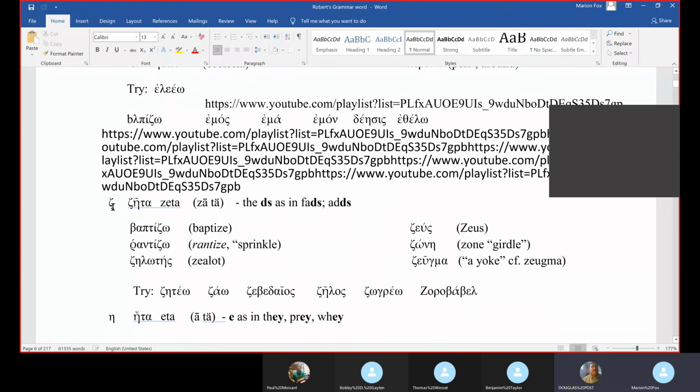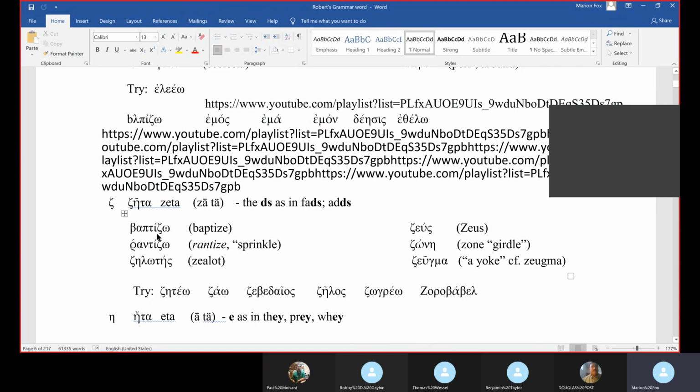Zeta. Now this, your teeth should vibrate. It's a dental. A dental sound is right off your teeth. Zeta. And then with zeta, you get a DZ, or like in ads or fads. DS sound, fads, ads. Z. Almost feel your teeth vibrate. Zeta.